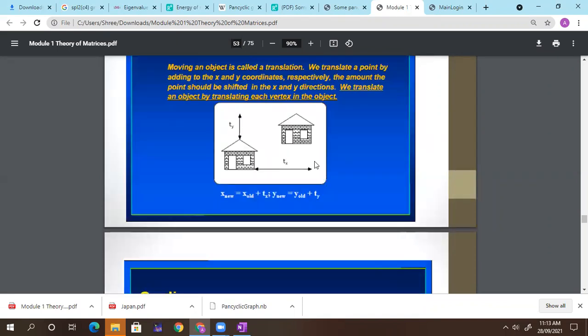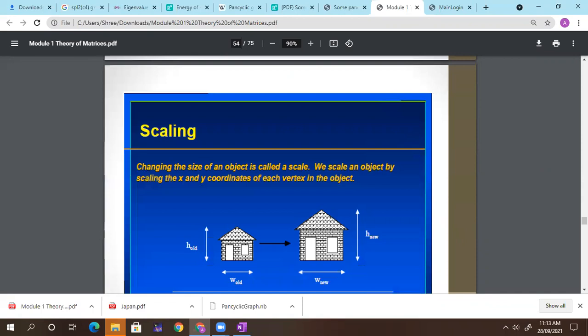So see, this is the same thing we have done here. We have initially here, then we shifted in the tx direction, then the ty direction. That particular picture moved from this position to this position. Okay. Now similarly, scaling is there.